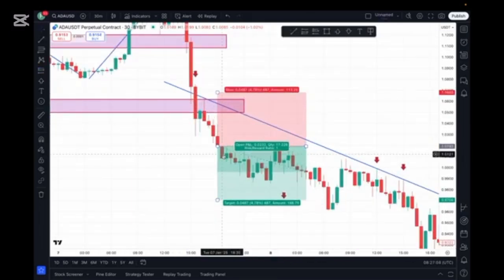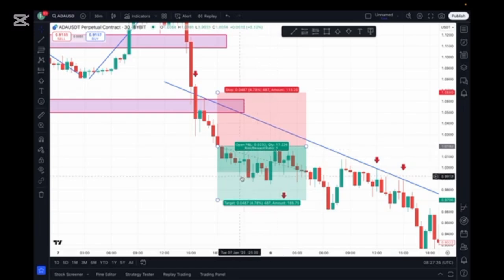Now, I said the first way to do it is to use your risk to reward ratio. We have multiple risk to reward ratios: 1:1, 1:2, 1:3, 1:4, and so on. Let's say you want to use 1:1. What it means right here is that your risk to reward ratio must be equal to 1. That's just the meaning. It means you're using 1:1.